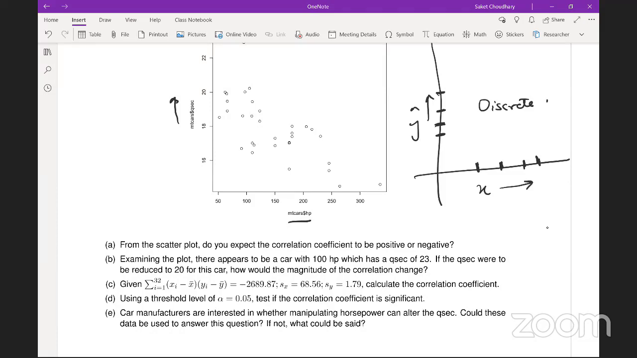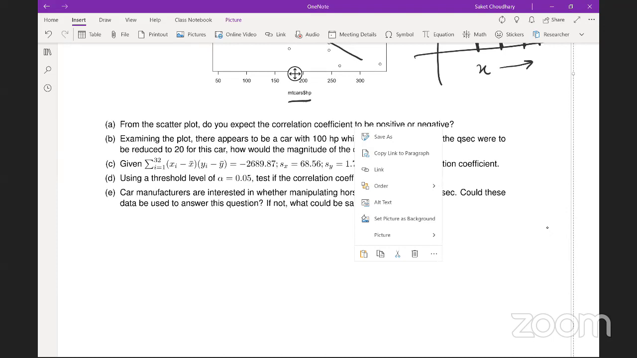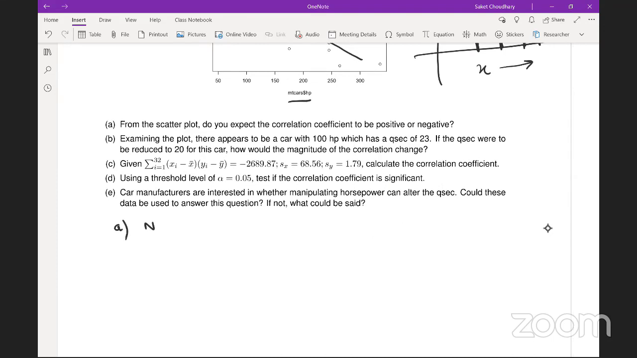Yeah, so it should be negative, right? So that's perfectly all right. So we have this particular slope direction. As x quantity increases, the y quantity decreases, or vice versa. And hence, this is negative.